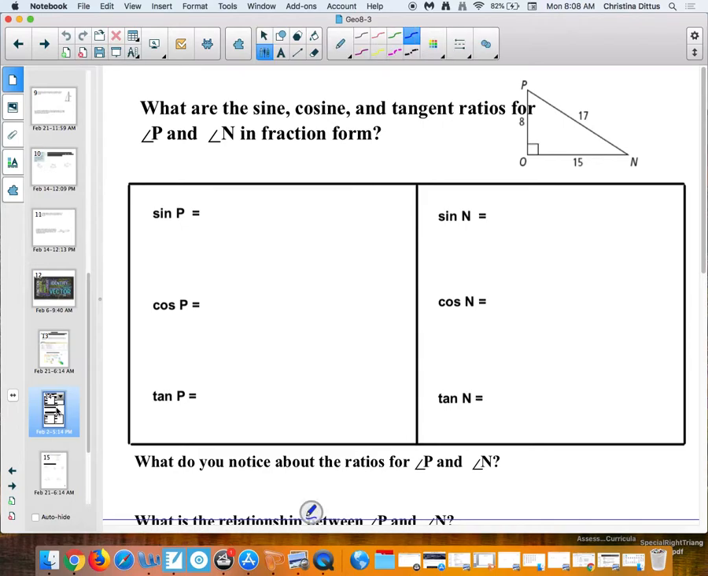If I'm looking at my angle P and I need to find the sine of P, what would be opposite P? 15. And what's my hypotenuse? 17. Can I simplify that? No. So that's it. Cosine is your CAH. The A stands for adjacent. What side is next to angle P? 8. And my hypotenuse is still 17.